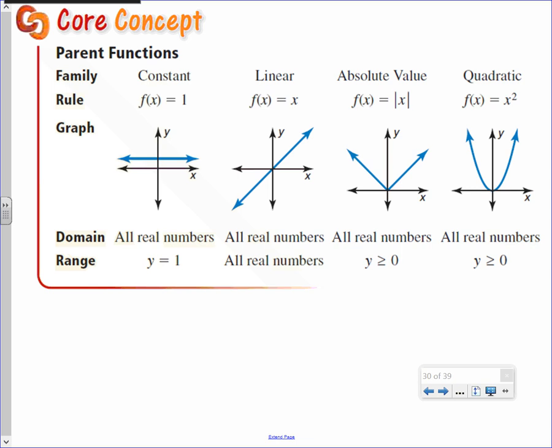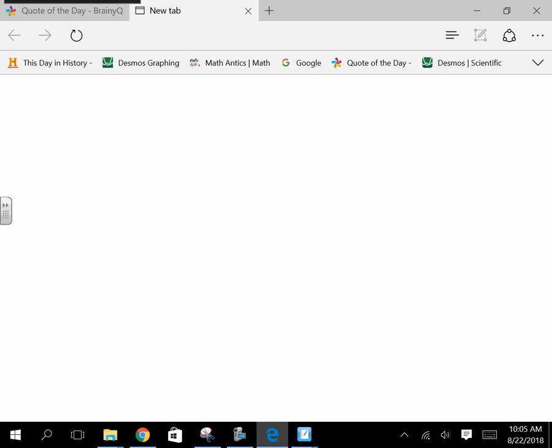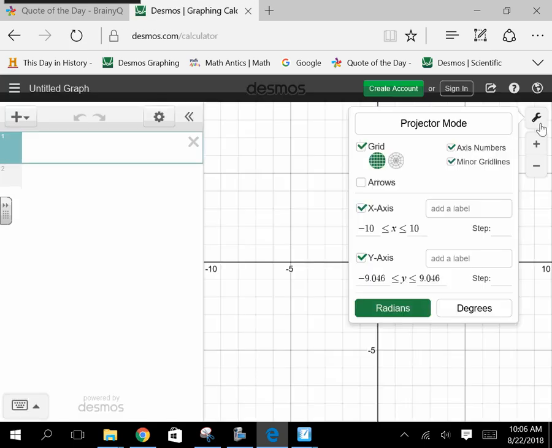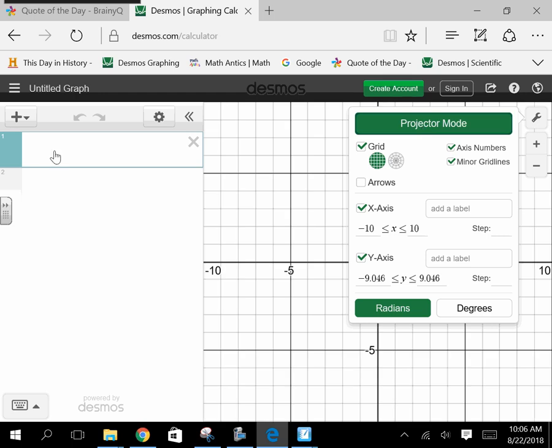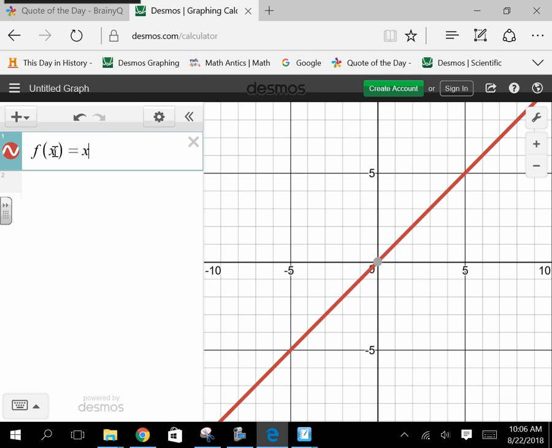Now, let me take one of them. Let me take a quadratic function here. This is the parent. The parent's always going to look like that. F of x equals x squared. That's the parent. Look what I'm going to do. When they go to my desmos.com graphing calculator that you'll use later on today, it's called desmos.com. Let me put on projector mode so you guys can see it a little better. Let me type in f of x equals x squared. I'm going to type in the parent function of a quadratic. Just watch me do it. F of x equals x squared.